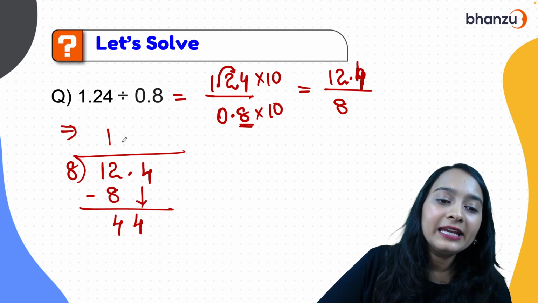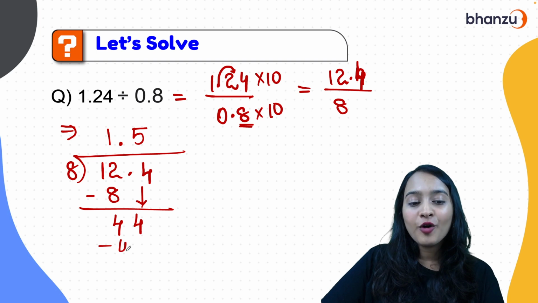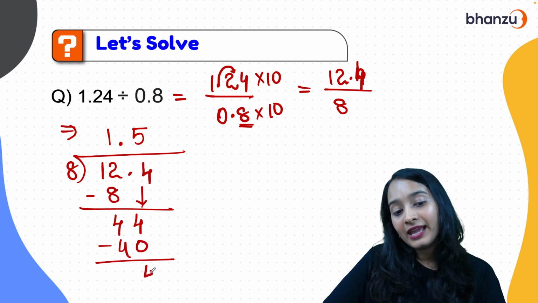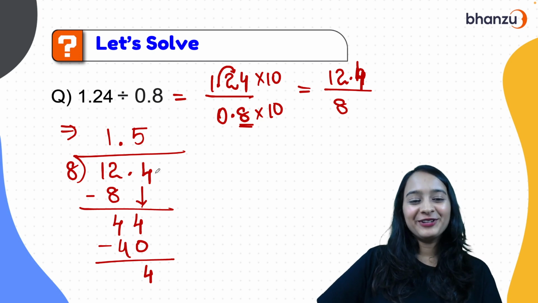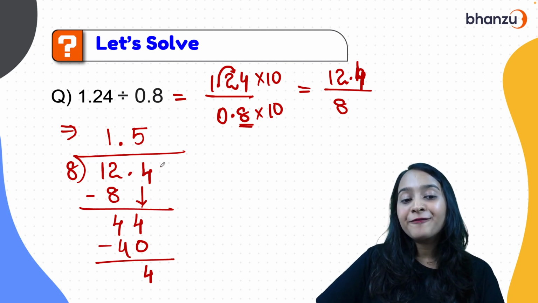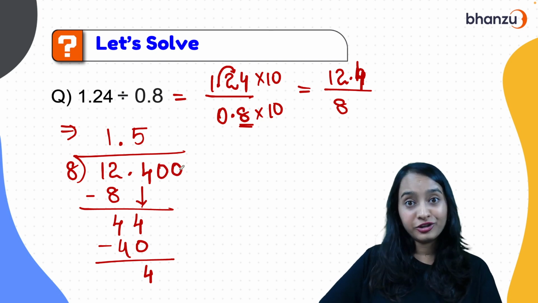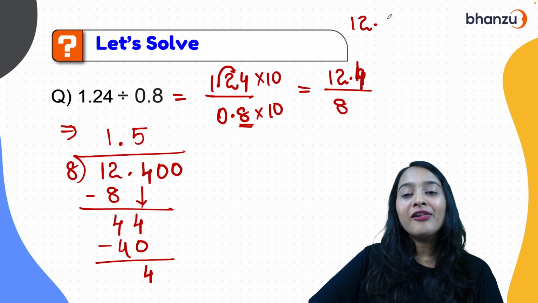So immediately keep a decimal point here. 8 fives are 40. And you again have a denominator 4. Now what do we do? I can write my 12.4 as 12.400 also. I told you in the beginning the values are not going to change.